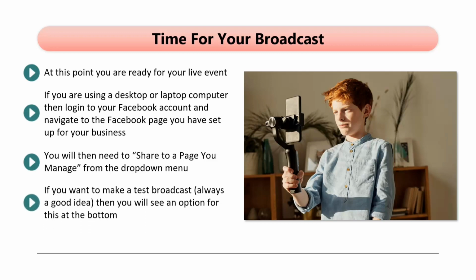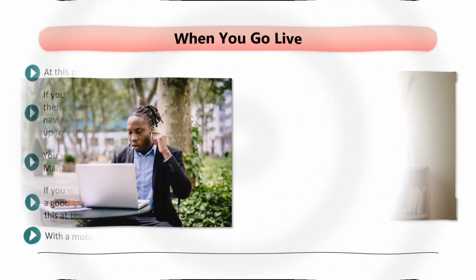If you want to make a test broadcast, always a good idea, then you will see an option for this at the bottom. By using this feature, you can test your presentation and interactive elements before you go live. With a mobile device, the steps are very similar. In the Composer page, just tap on Live to start the process. You can then add your title and description and do things like tag friends, add donation buttons, and add a feeling.